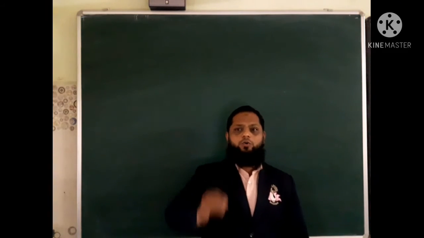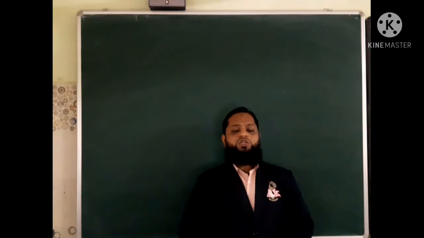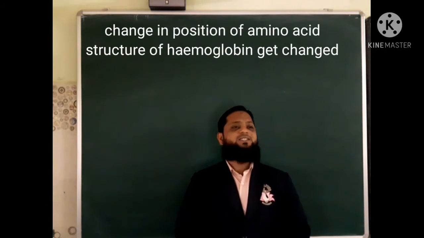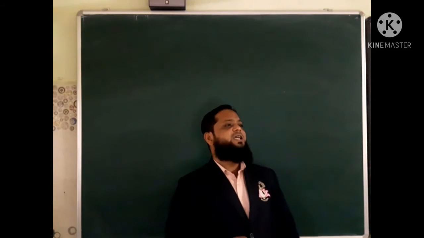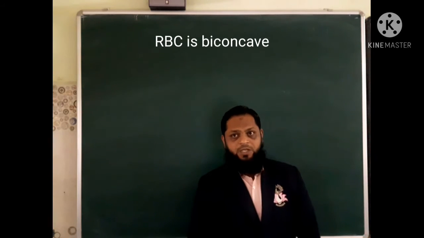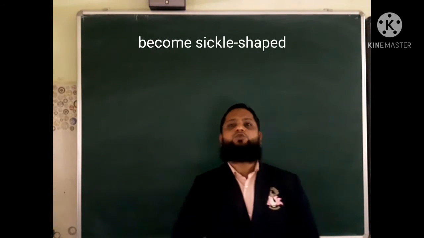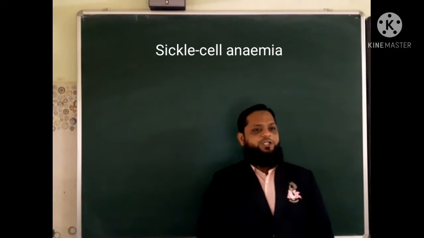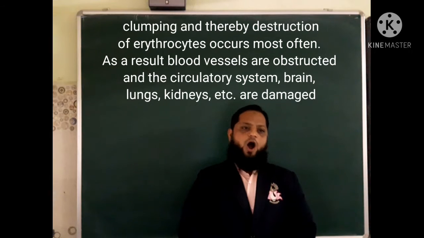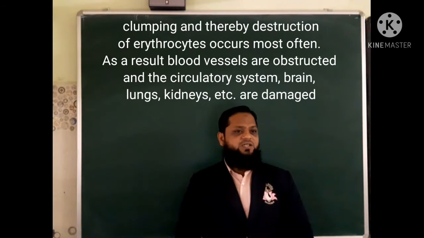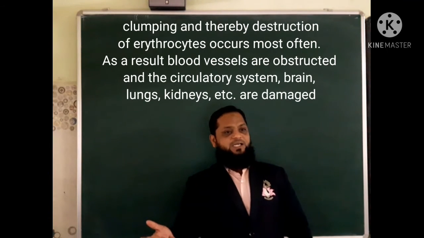The normal hemoglobin-containing RBC is biconcave. Due to the change in the amino acid, the structure or the shape of the RBC changes. Normally, the RBC is biconcave, but it gets changed into a sickle shape. That's why the disease is said to be sickle cell anemia. Children, in this disease, clumping and destruction of erythrocytes occur most of the time. As a result, the blood vessels are obstructed and the circulatory system, brain, lungs, and kidneys are damaged.